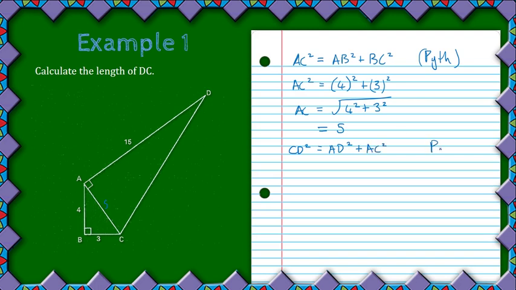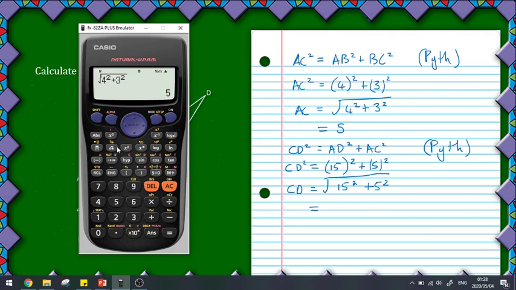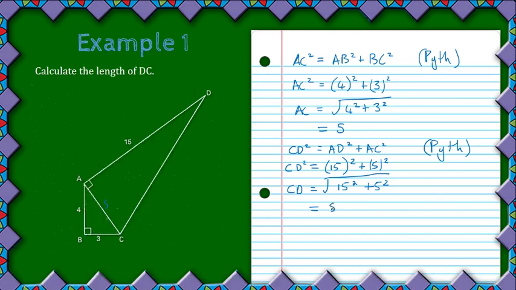And once again, we state that we used Pythagoras, and we substitute in our values. CD squared is equal to AD, which is 15 squared, plus 5 squared. So CD is the square root of 15 squared plus 5 squared, and that would give us 5 square root of 10. So 5 square root of 10 units.